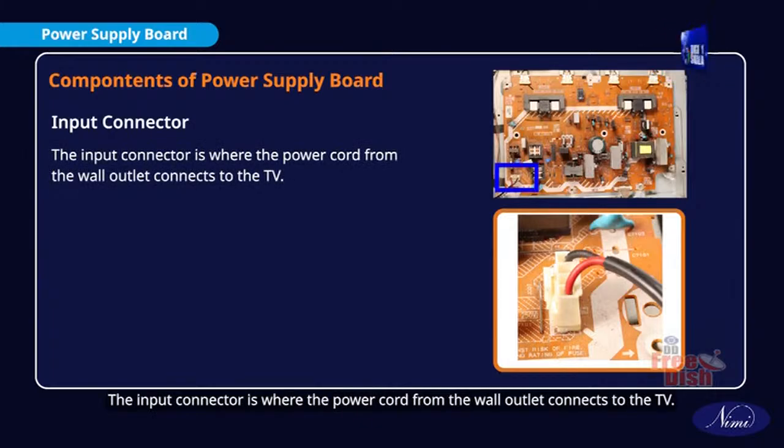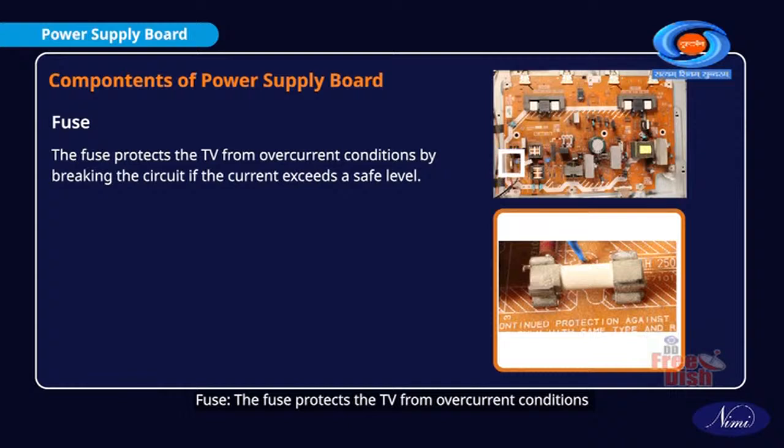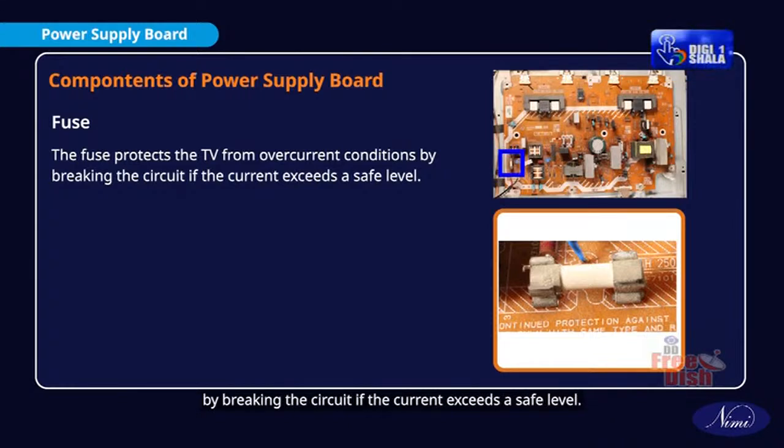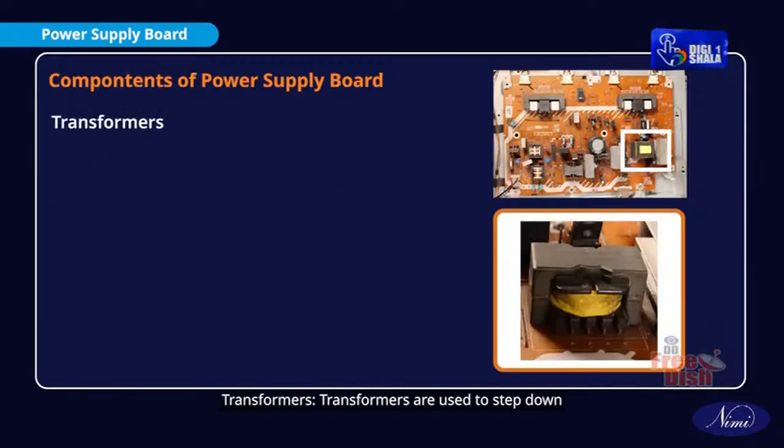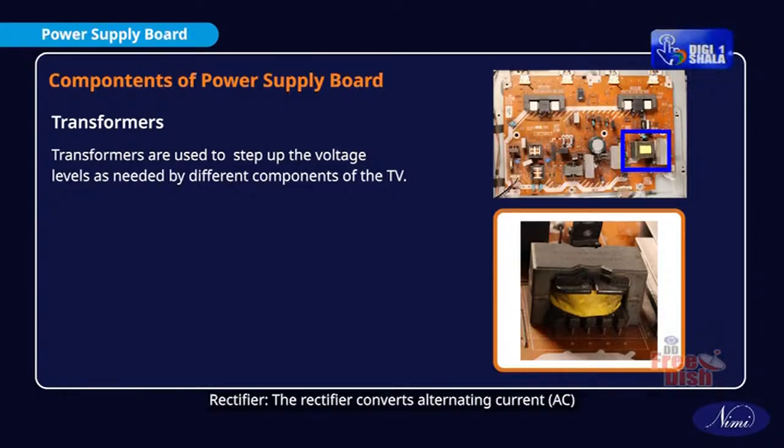The input connector is where the power cord from the wall outlet connects to the TV. Fuse. The fuse protects the TV from overcurrent conditions by breaking the circuit if the current exceeds a safe level. Transformers are used to step down or step up the voltage levels as needed by different components of the TV.